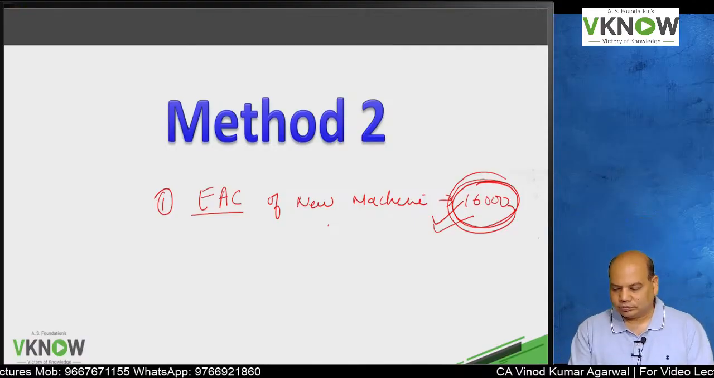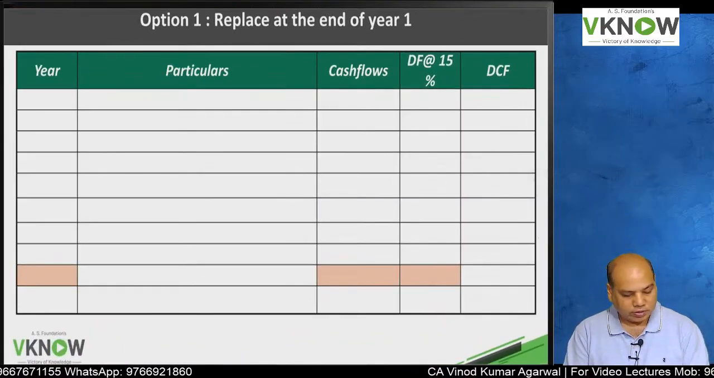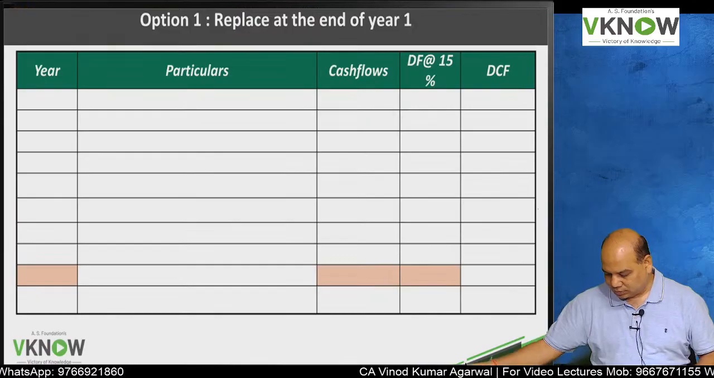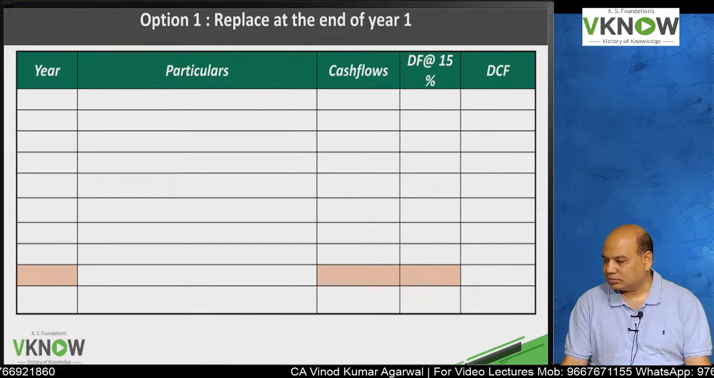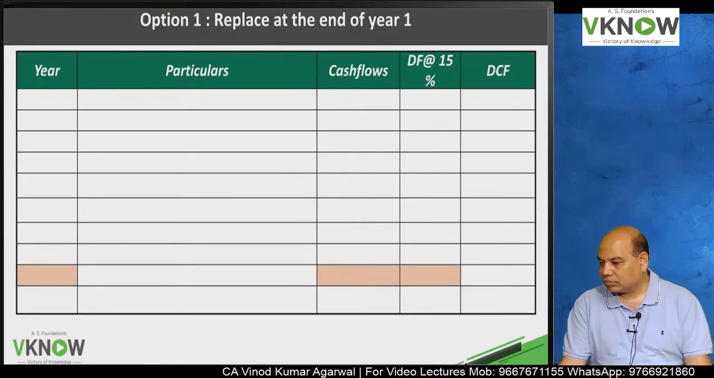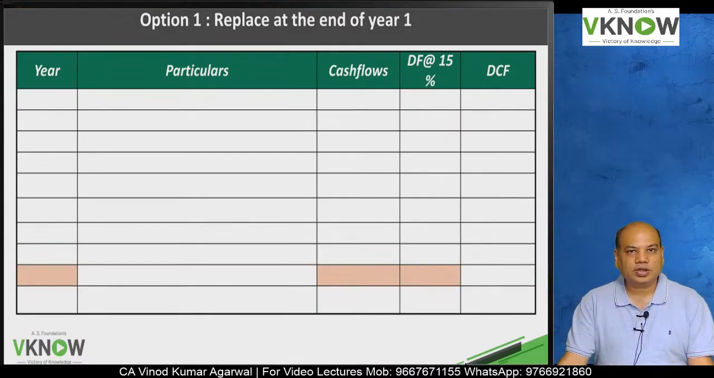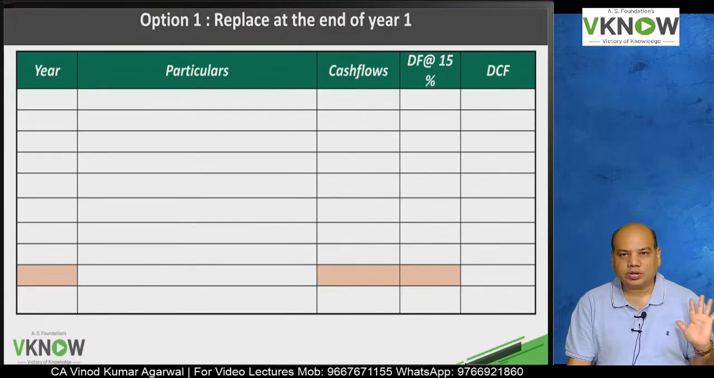Then write down below option 1, replace at the end of year 1. And I am going to compute EAC if we replace at the end of year 1, which means I want to continue up to year 1.